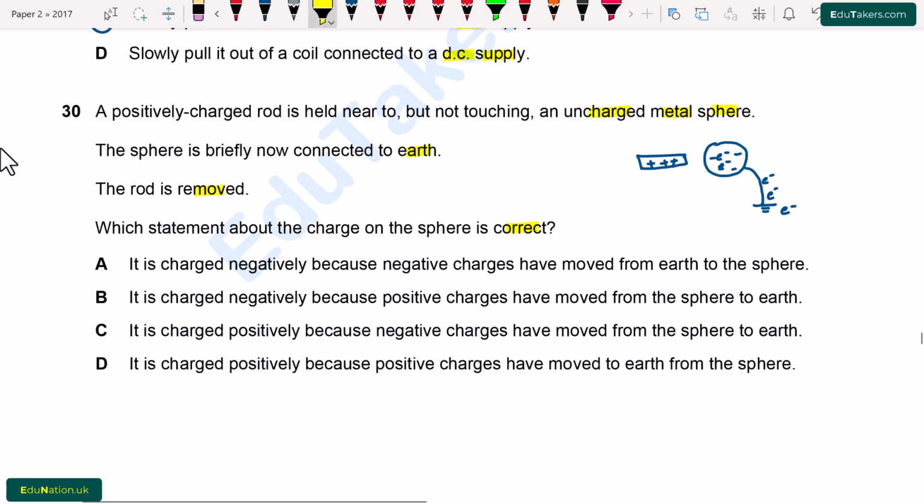Option A, it is charged negatively because negative charges have moved from the earth to the sphere. B, it is charged negatively because the positive charges have moved from the sphere to the earth. C, it is charged positively because the negative charges have moved from the sphere to the earth. D, it is charged positively because positive charges have moved to the earth from the sphere. From here, option A is correct, which shows that it is negatively charged and the negative charges move from the earth to the sphere.